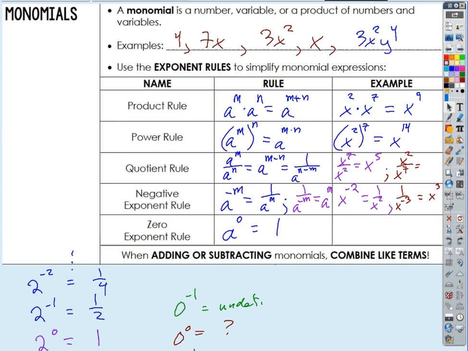Okay, so an example, and this is kind of a dumb example, but any number, I could take the number negative 14 to the 0. What is that? 1. What about x to the 0? 1, as long as x doesn't equal what? 0.